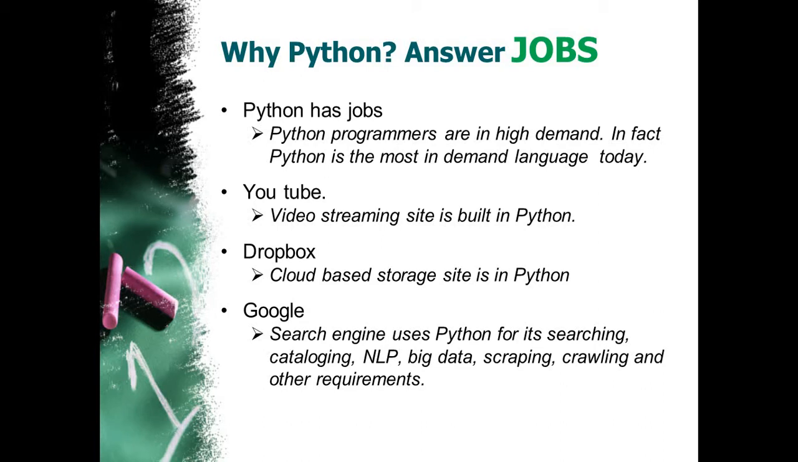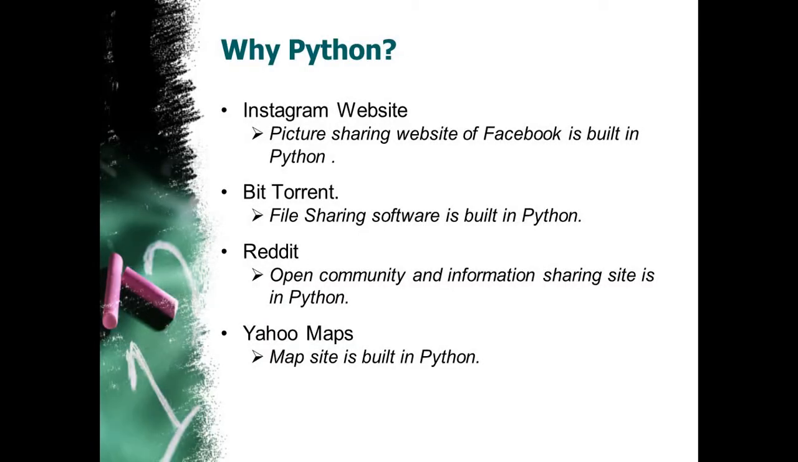Google, the famous search engine, uses Python for its searching, cataloging, NLP (natural language processing), big data, scraping, crawling, and other requirements. Think about it. Then there are more. Instagram, the website, uses Python, not the app. It's a picture sharing website of Facebook. BitTorrent, for downloading big software, this file sharing software is built in Python. Reddit, an open community information sharing site, is in Python. Yahoo Maps is very good. It's better than Google Maps in certain categories. Try using it. It's built in Python.